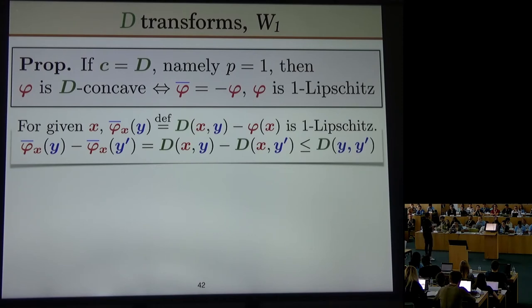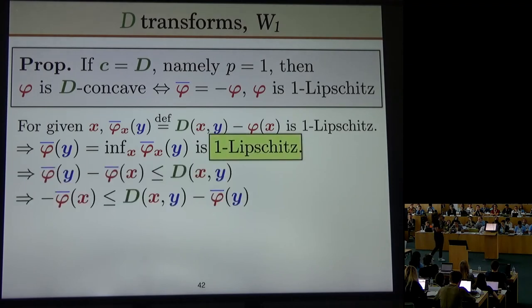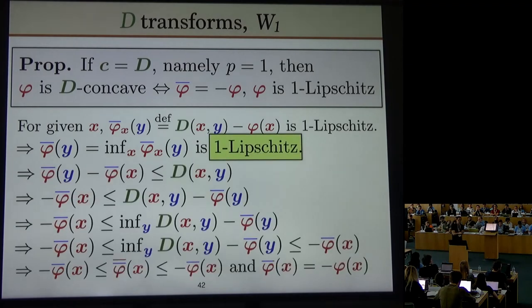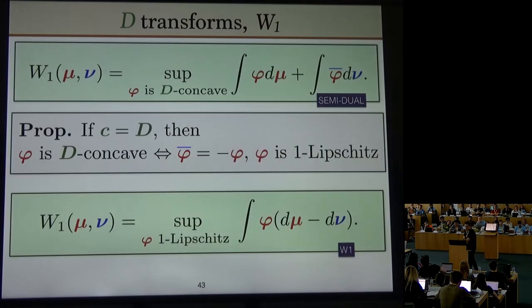It's just a sequence of small statements that basically show you that necessarily, when the cost is the distance, then this game of playing c-transforms is equivalent to playing with one Lipschitz functions. Which brings me to this theorem, very often called the Kantorovich-Rubinstein theorem: the Monge problem can be solved by taking the supremum of one Lipschitz functions and testing them against the difference between mu x and nu x.